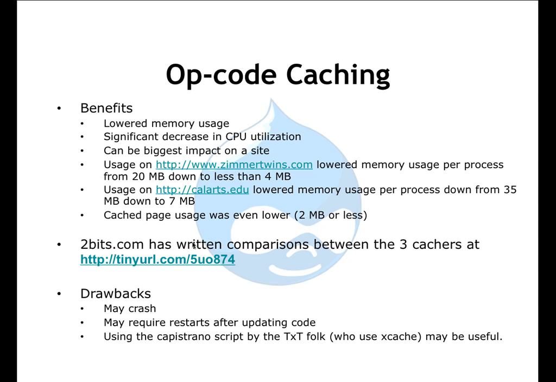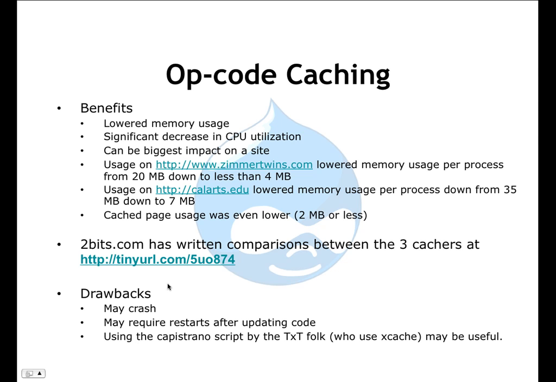For the Zimmer twins, the memory consumption for each process went down from 20 megabytes to 4 megabytes. And when I used it on CalArts, it went down from 35 megabytes to 7. And a cached page would be even lower. It could be 2 megs or less. I've seen it at 500K. 2Bits has written lots of comparisons between the three cachers at the URL I have here.